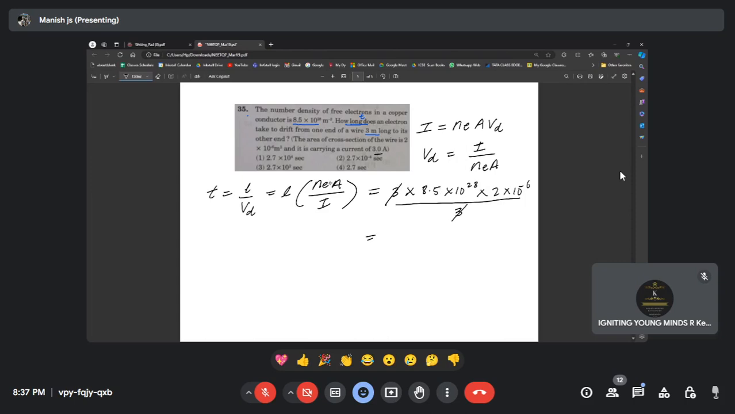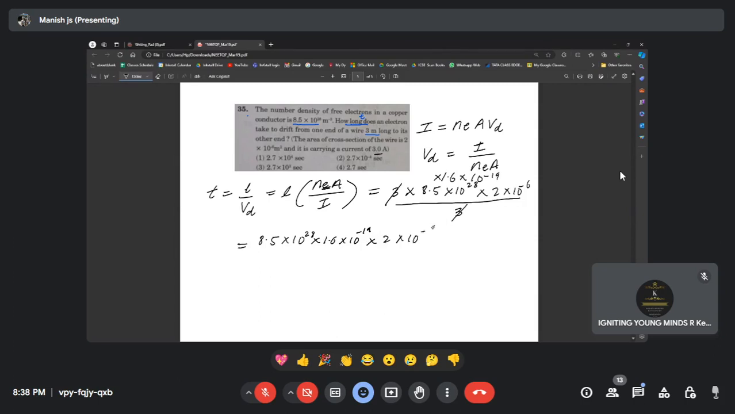Here you have to also include E. What is E? N only I have substituted. Please remember, E value I have not yet substituted. E is nothing but the charge of electron, that also has to be substituted, right? So in the numerator, that also. What is the charge of electron? 1.6 into 10 power minus 19 coulombs, right? So that also has to be substituted. So totally you will have 8.5 into 10 power 28. After cancelling the 3, what are the terms left out? I'm writing. Okay, into charge is 1.6 into 10 power minus 19 times 2 into 10 power minus 6.